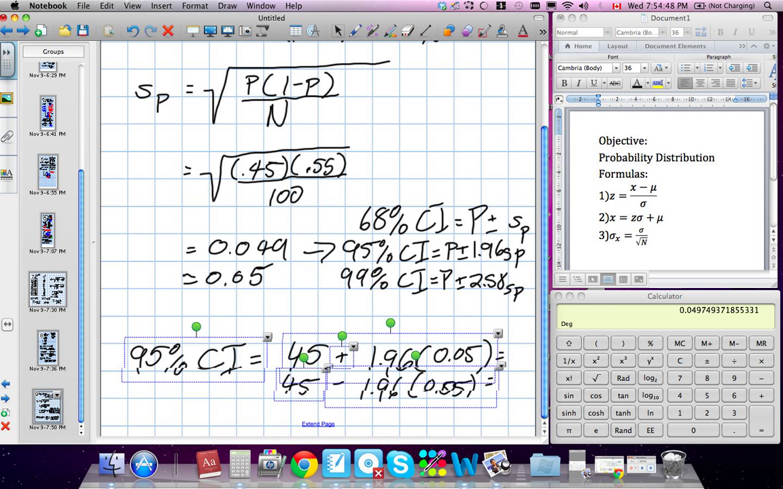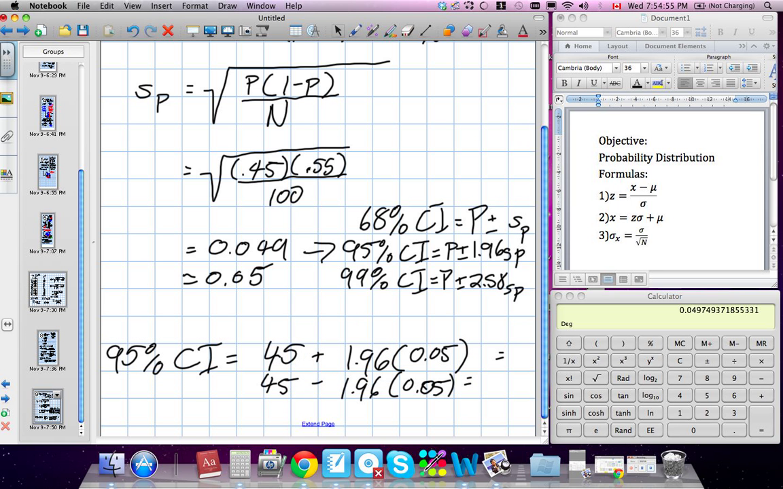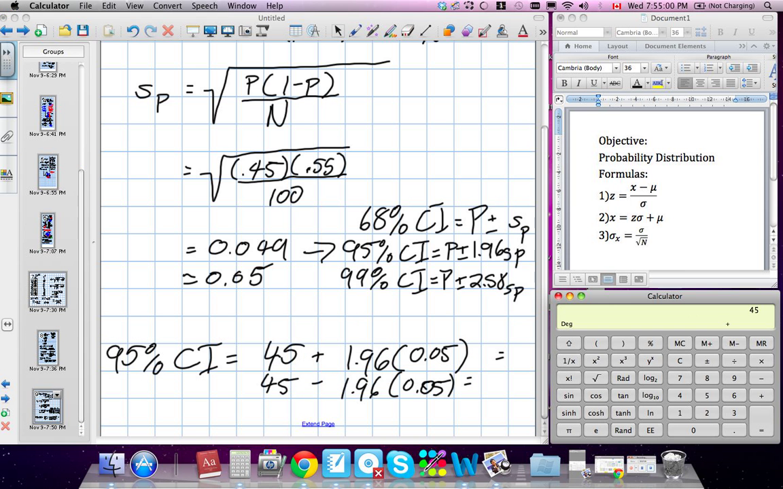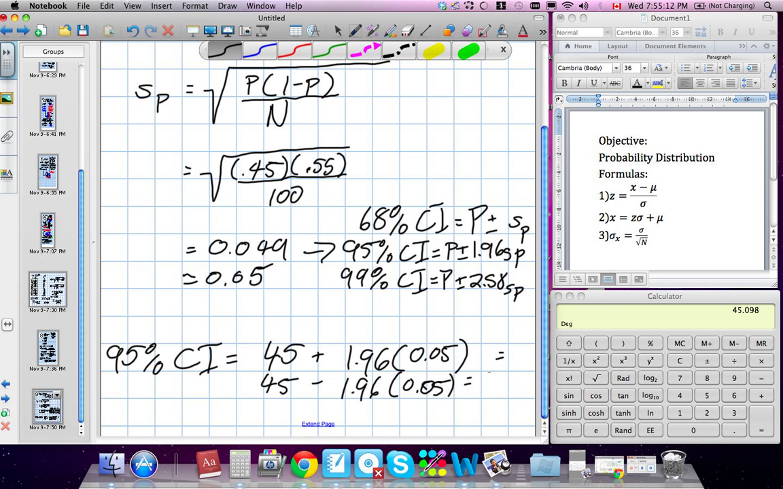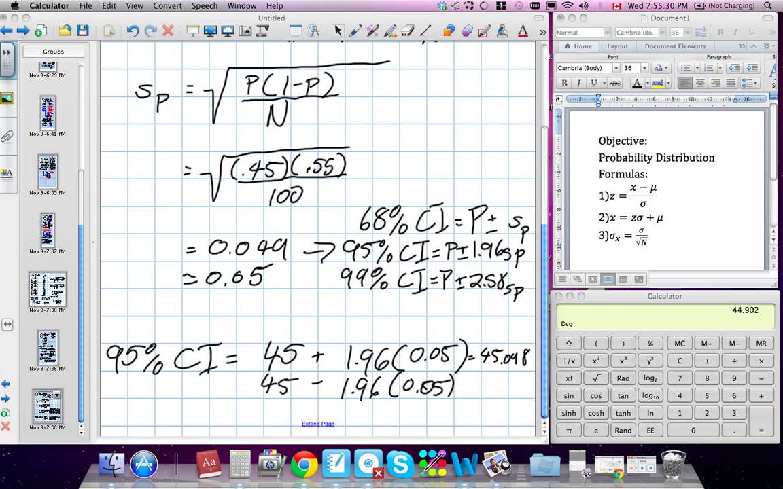So these are going to give us our range. I'm just going to move these over. So in other words, 45 plus 1.96 times 0.05 equals 45.098, and the other option is 45 subtract 1.96 times 0.05, which equals 44.902. Is that right?